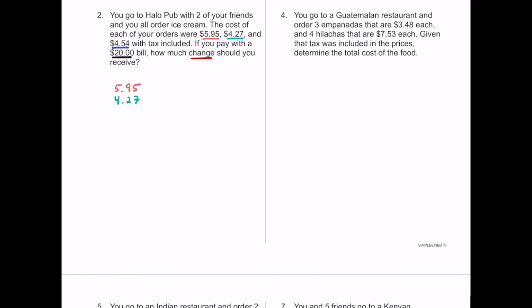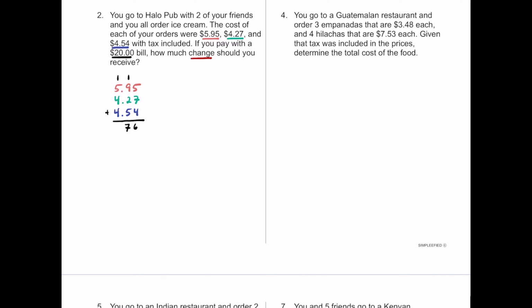We're going to add this to get the total cost of the ice cream. Then we have $4.54. So what we want to do is add up the cost of each of these items. Let's go ahead. 5 plus 7 is going to be 12. 12 plus 4 is going to be 16. Carry the 1. 1 plus 9 is 10. 10 plus 2 is 12. 12 plus 5 is going to be 17.